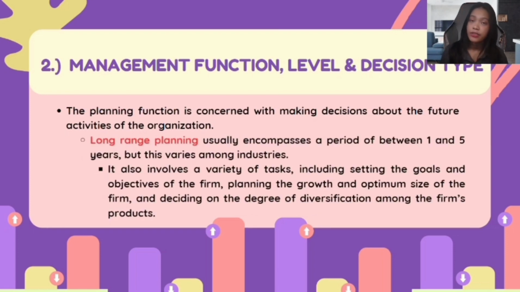When we say long range, it usually encompasses a period of between 1 and 5 years, but this still varies among industries. For instance, when building a new power plant at a public utility, they might plan 15 years in advance, but when it comes to a computer manufacturer, they might only plan ahead for 1 or 2 years. Long-term planning includes several activities such as establishing the firm's goals and objectives, planning its expansion and ideal size, and determining the level of product diversification.